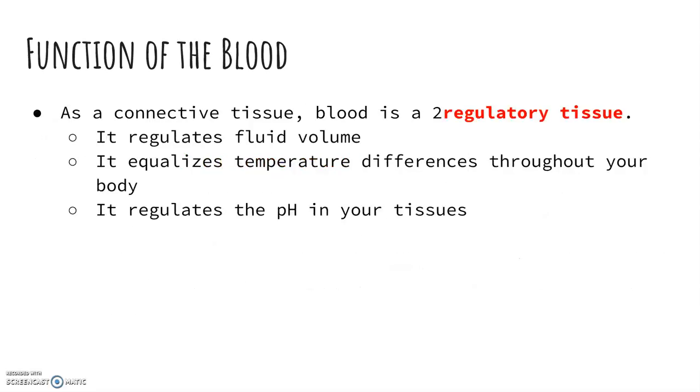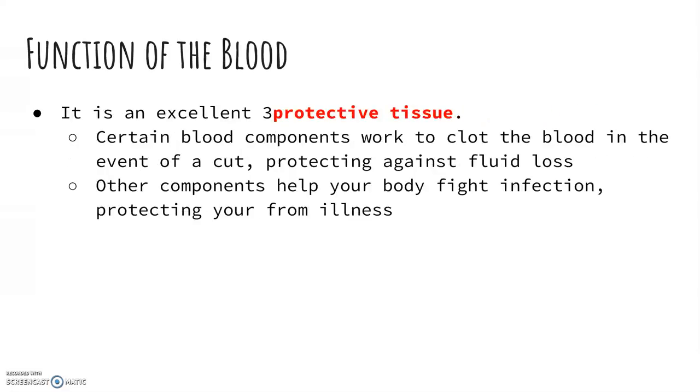As a connective tissue, which we'll talk more about in a minute, blood is a regulatory tissue. So it regulates your amount of fluid volume, it equalizes temperature throughout your body, and it regulates pH within your tissues. It's also an excellent protective tissue. Certain blood components work to clot the blood in event of a cut to protect you against fluid loss. There are other components within your blood that fight infection, and that protects you from illness.